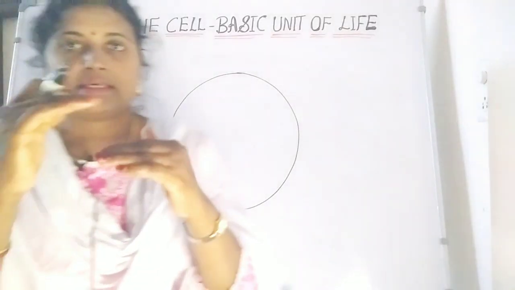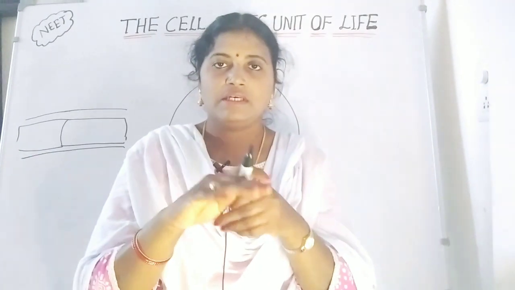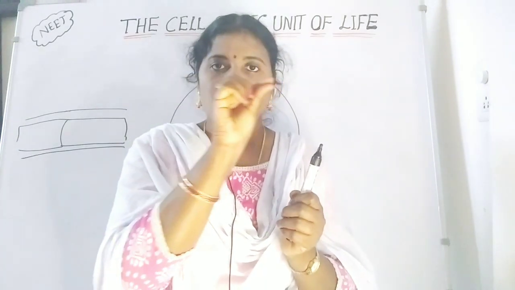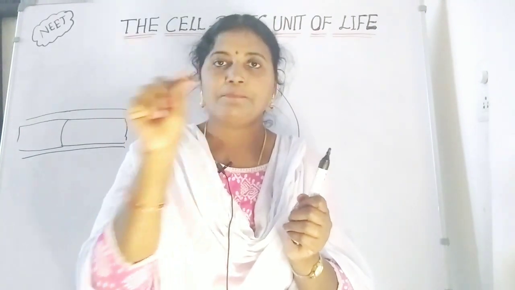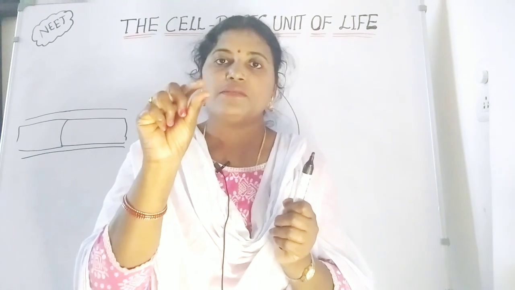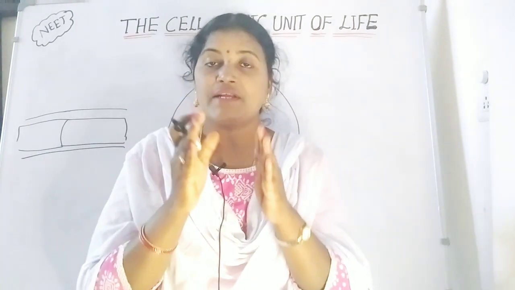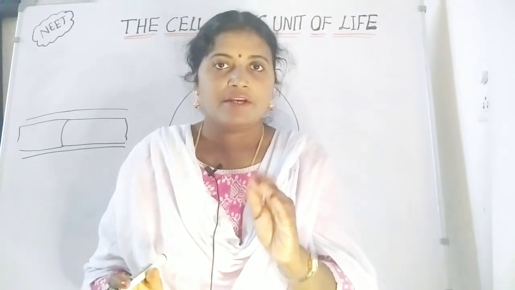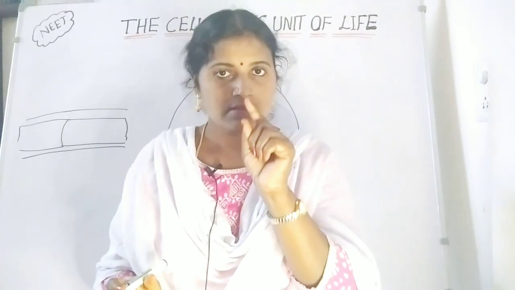Ante onion cells paina membrane manam observe chuste, it will be very thick. So chala oka thick membrane manam observe chestam. Aa thick membrane enti, cell wall. It is made up of cellulose and it is the protective membrane of the plant cell, the cell wall.